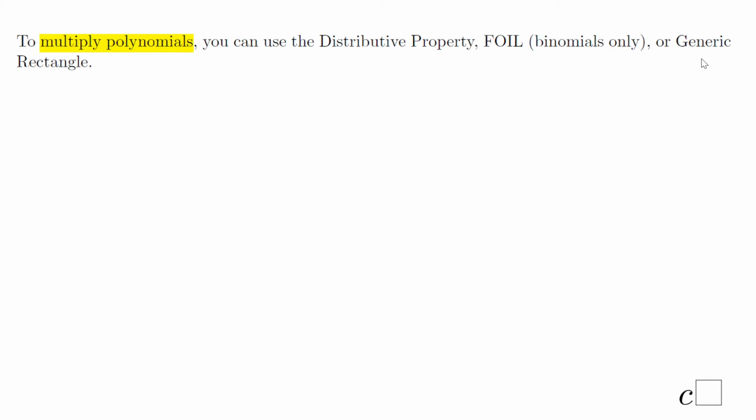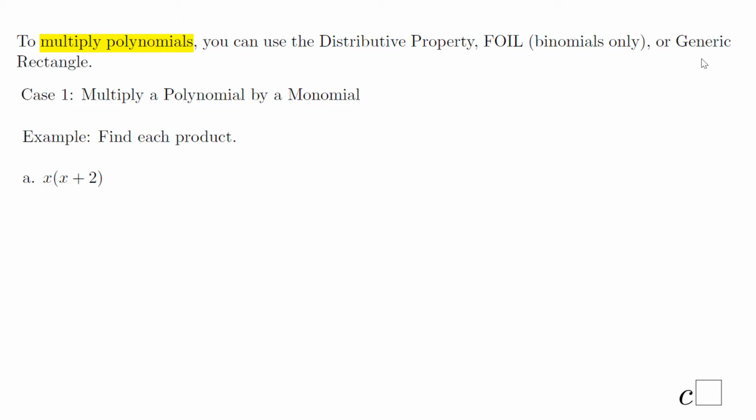In this lesson, we'll talk about how you multiply polynomials. You have three ways: distributive property, FOIL, or generic rectangle. These are the three methods I use to multiply polynomials. Now I'm going to start with what I call case one: multiply a polynomial by a monomial. Like in this example, you have a monomial x and a binomial x plus 2.